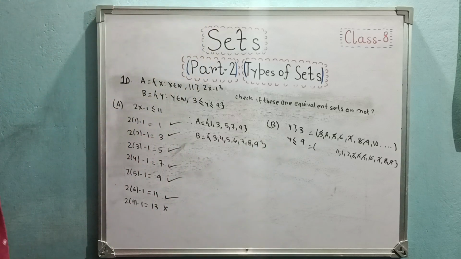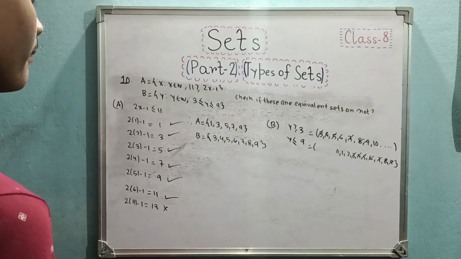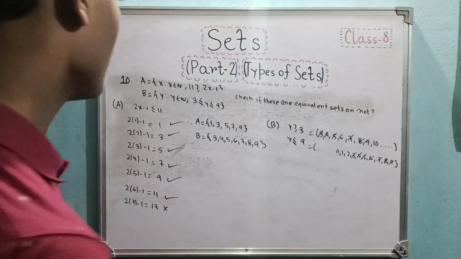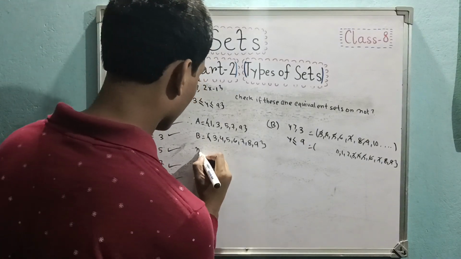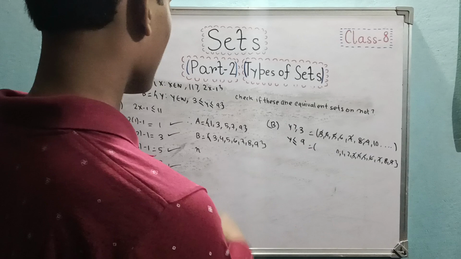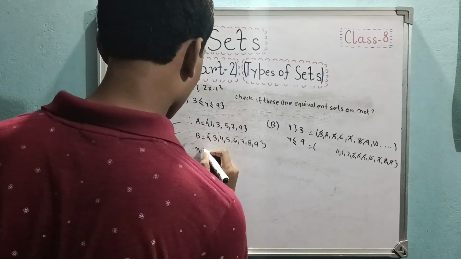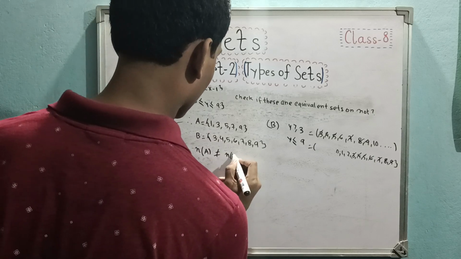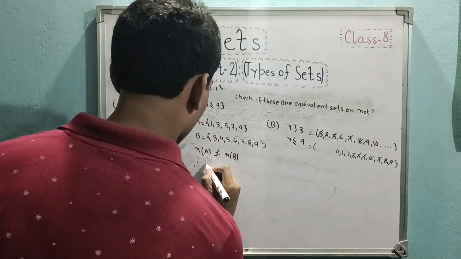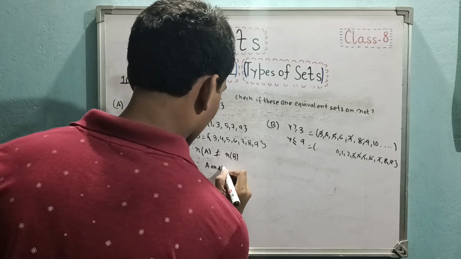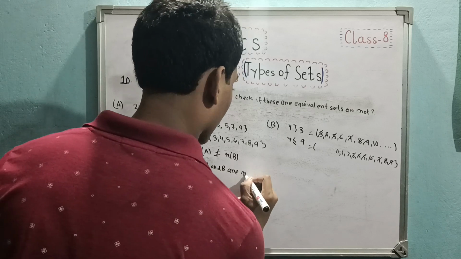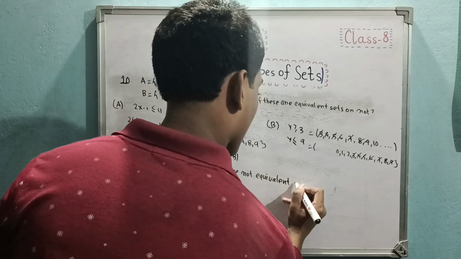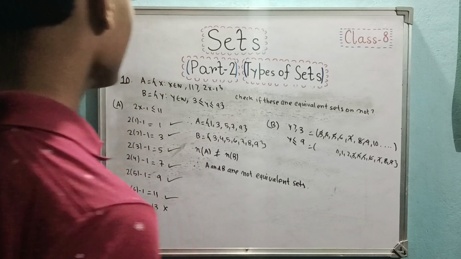Alright, now let us see what we have here. A has 5 elements, B has 7 elements. And what do we know? Number of elements of a set means cardinal number of A, which is written as n(A). So n(A) is not equal to n(B). Therefore, A and B are not equivalent sets. Understood?